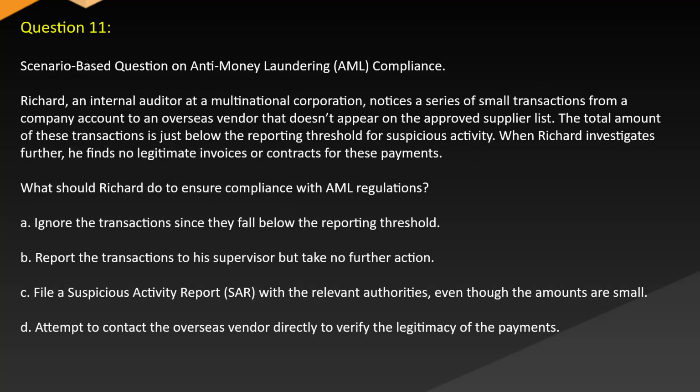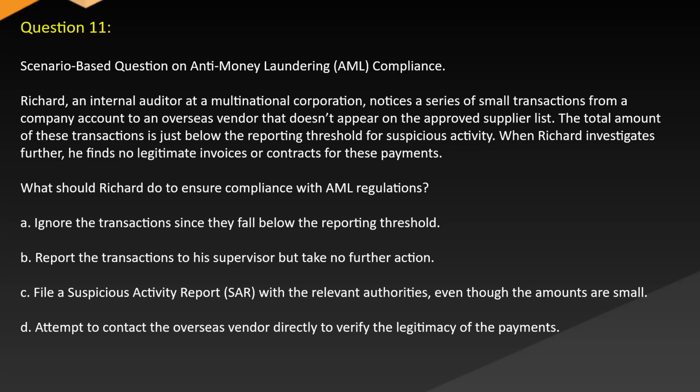Question 11. Scenario-based question on anti-money laundering, AML, compliance. Richard, an internal auditor at a multinational corporation, notices a series of small transactions from a company account to an overseas vendor that doesn't appear on the approved supplier list. The total amount of these transactions is just below the reporting threshold for suspicious activity. When Richard investigates further, he finds no legitimate invoices or contracts for these payments. What should Richard do to ensure compliance with AML regulations?